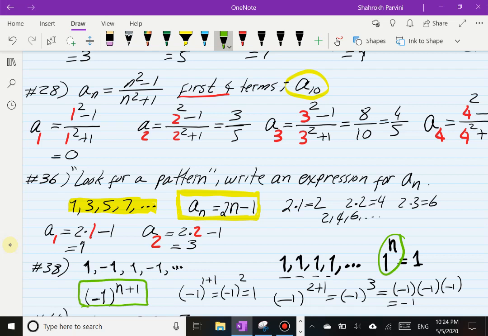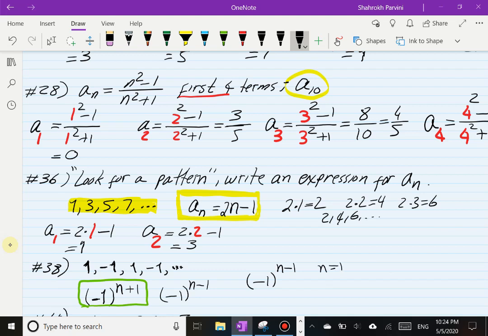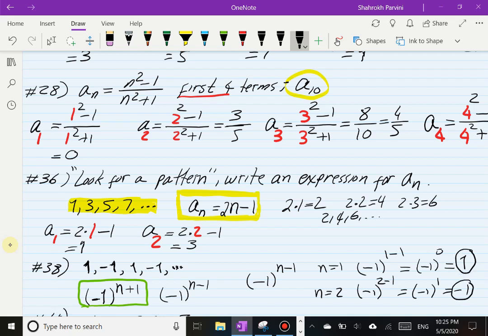Now, you can also see that for this particular one, if you do negative 1 to the n minus 1, that also works. Negative 1 to the n minus 1 will also work. Let me verify this one. So I'm going to go n equals 1. That's negative 1 to the 1 minus 1, negative 1 to the 0. Any number other than 0 to the 0 power is 1. When n is 2, I have negative 1 to the 2 minus 1, that's negative 1 to the first power, that's negative 1. You see how that's also picking it up? I'm starting with positive 1, second term negative 1, and that's exactly what the sequence is. So again, both of these are acceptable answers.